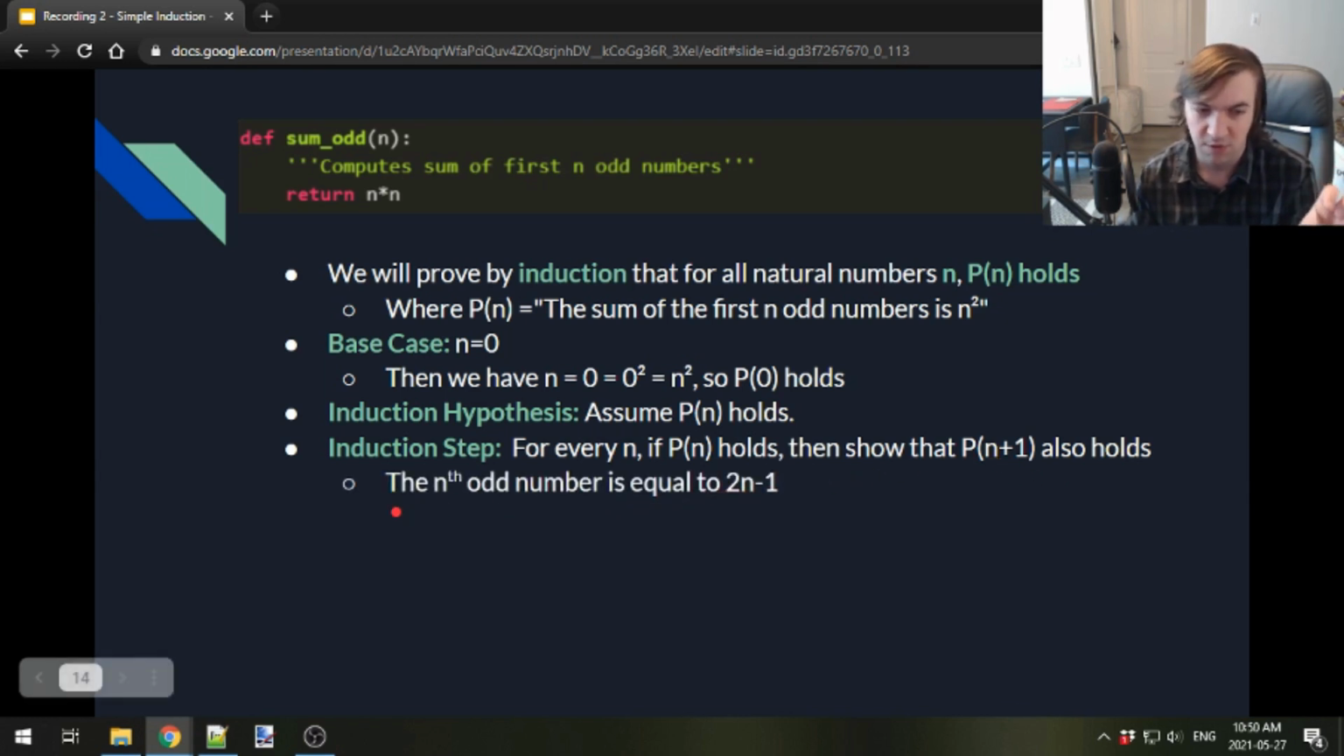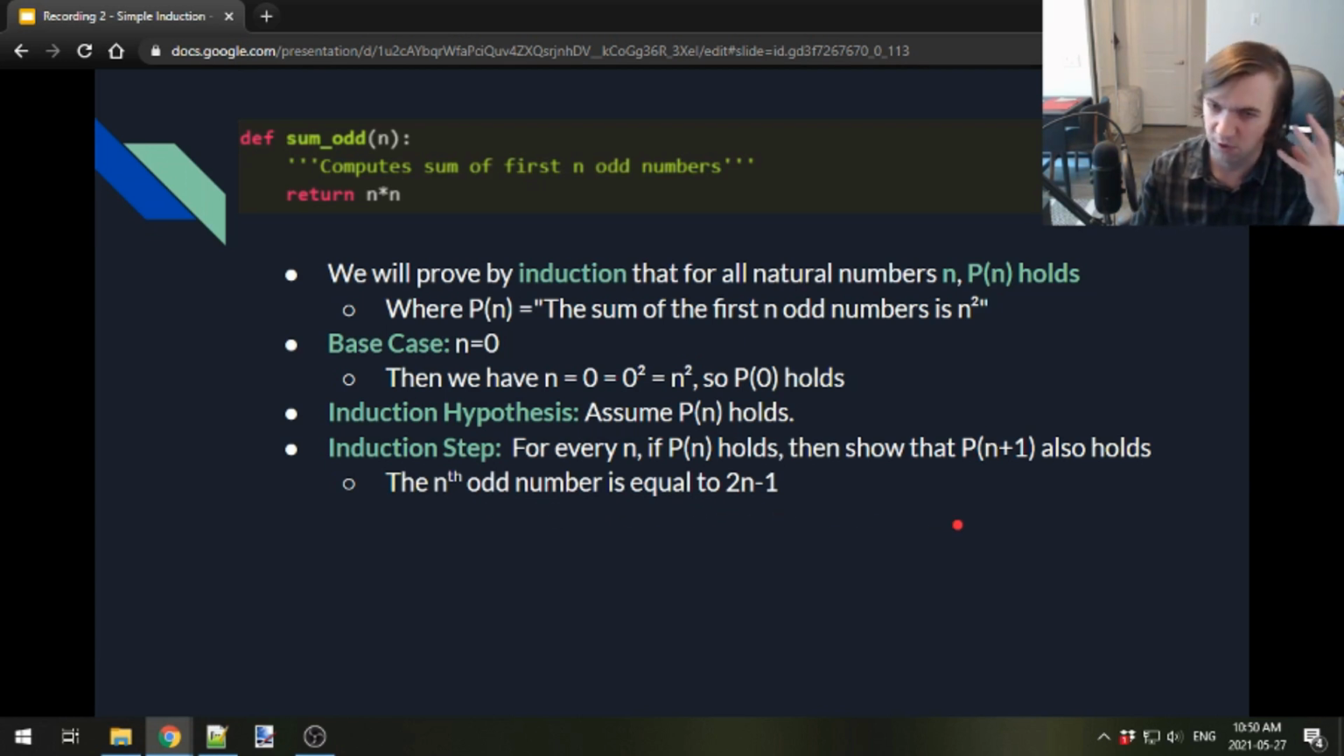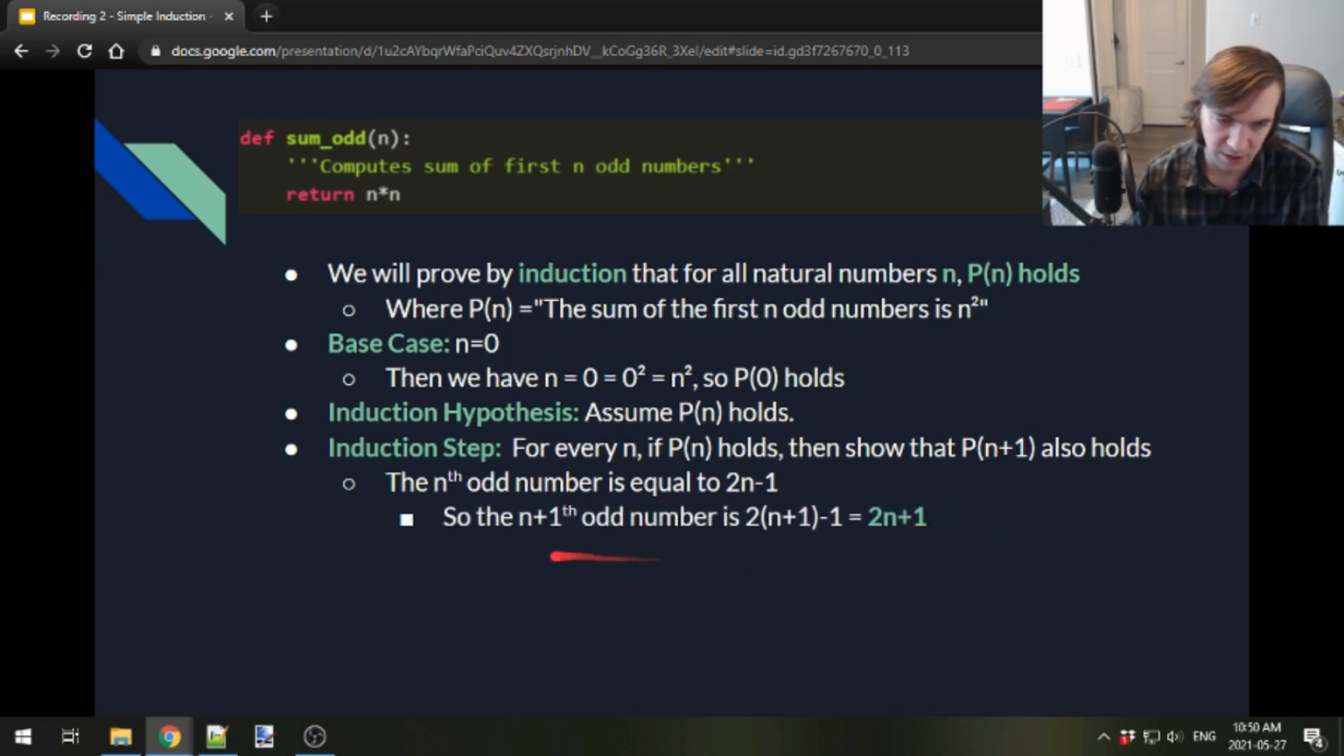Well, we know that the nth odd number is equal to 2 times n minus 1. And you can kind of work this out in your head, right? What is the first odd number? It's 1. That's 2 times 1 minus 1. What is the second odd number? It's 3. Well, 2 times 2 minus 1, that's 3. And so you can see it's going up by 2 every time. Okay, hopefully I don't have to argue this one too much more. That means that the n plus 1th odd number is 2 times n plus 1 minus 1, which is equal to 2 times n plus 1.